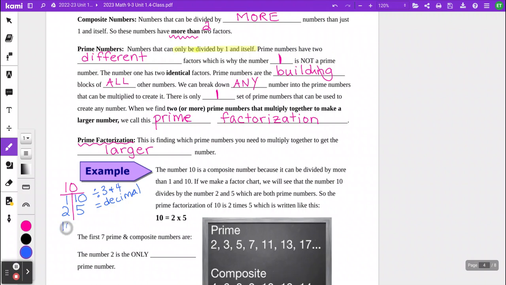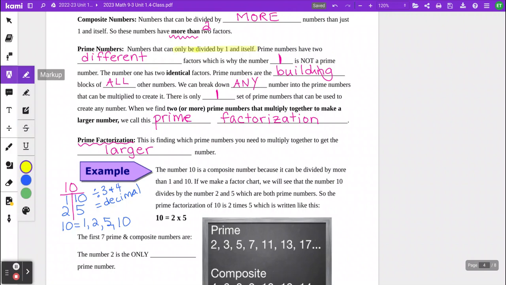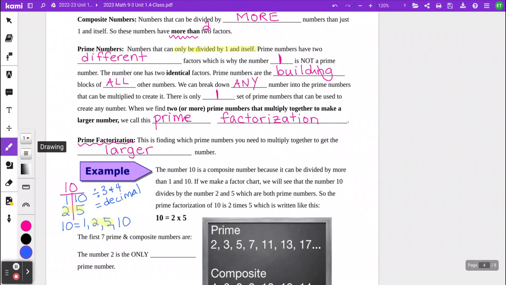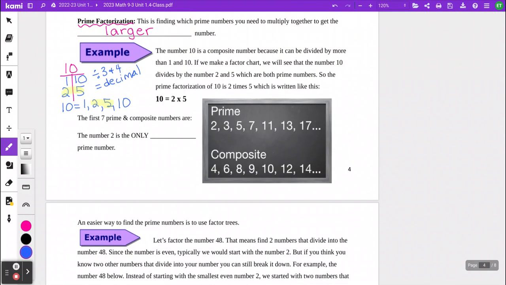So here's my list of 10. 1, 2, 5, and 10. So since there's more than just two numbers, 1 and 10, this guy has multiple. I have extra numbers in there other than just the 1 and the 10. So that means this number is composite. So this also gives us a hint. All numbers that can be divided by 2, so all even numbers except the digit 2, are composite.